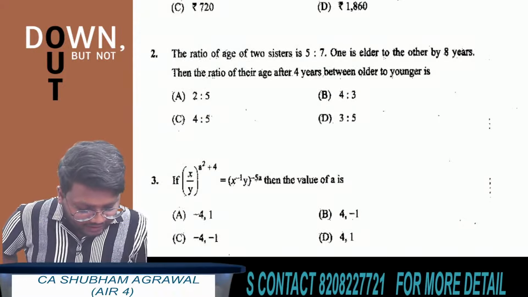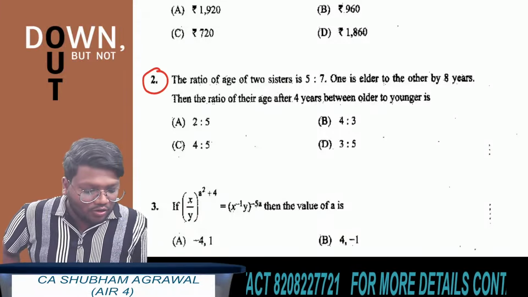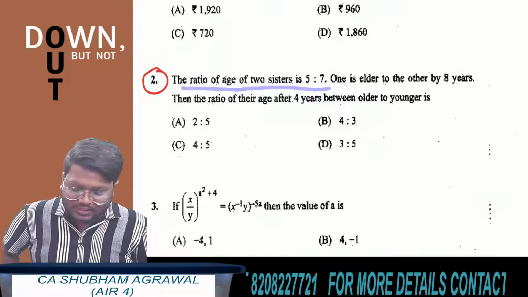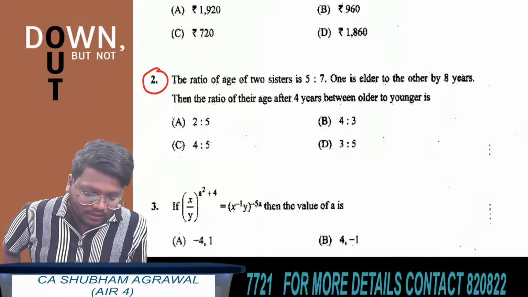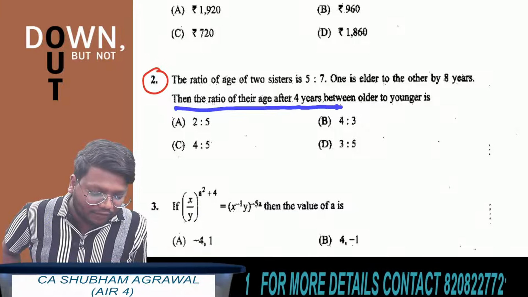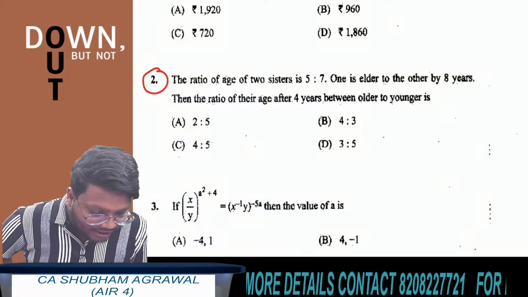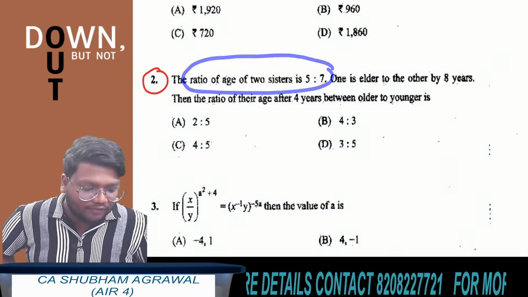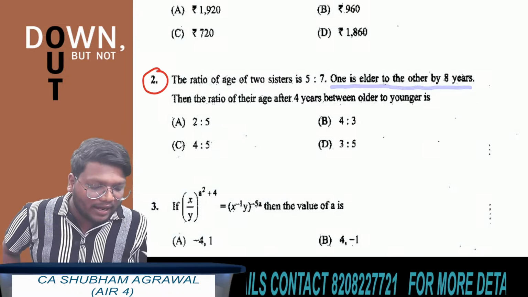All of you quickly read this question. The ratio of age of two sisters is 5:7. One is elder to the other by 8 years. Then the ratio of their age after 4 years between older to younger is. It is given that ratio of age of two sisters is 5:7. It is also given that one is elder to the other by 8 years.